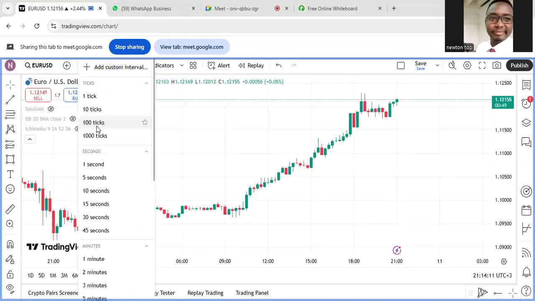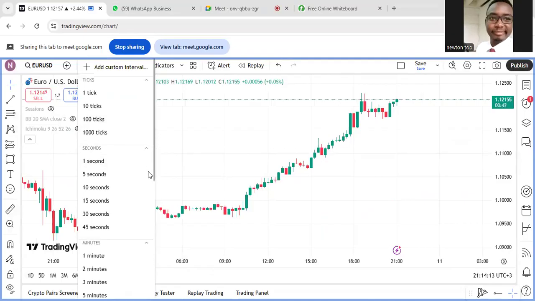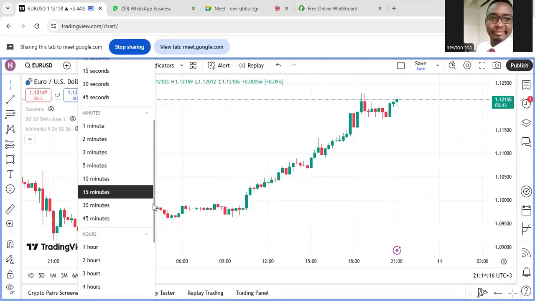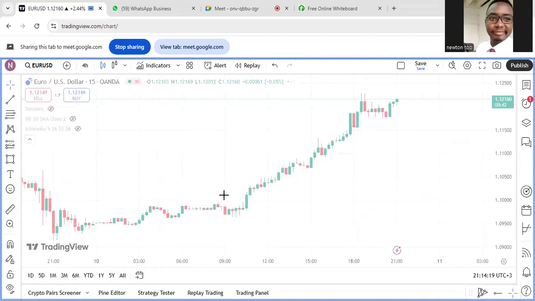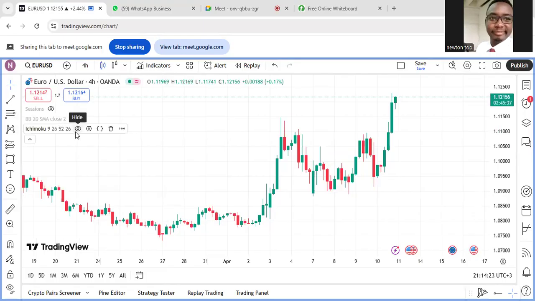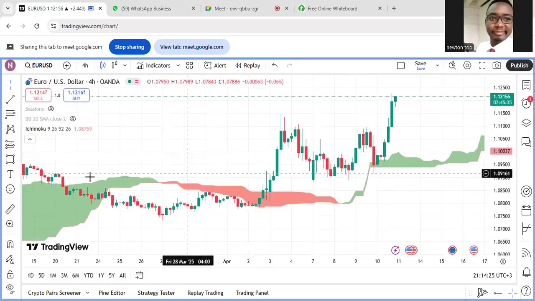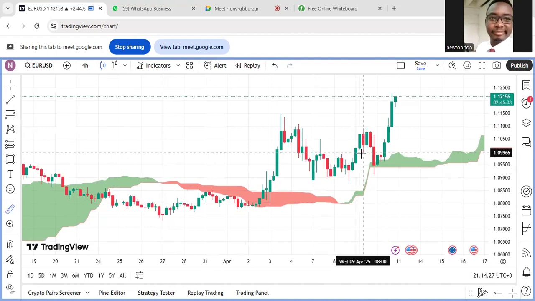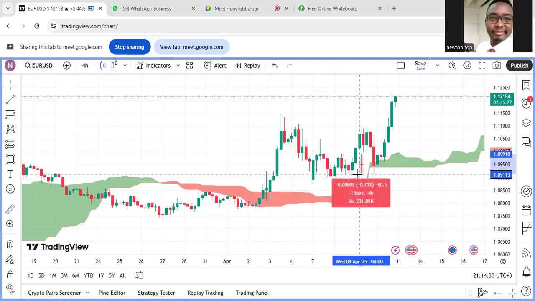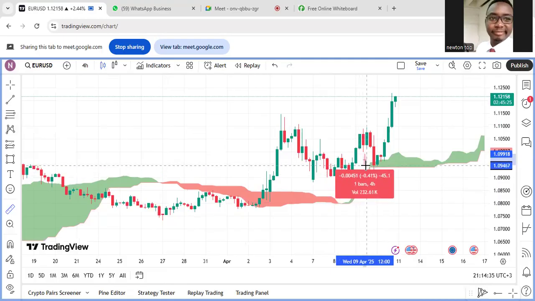But on a 4-hour chart, that candle is so big. The stop loss is really so big. You can't even set a stop loss like for example, this one. See how much the stop loss? It's around 80. When you set below the candle, around 50 pips.